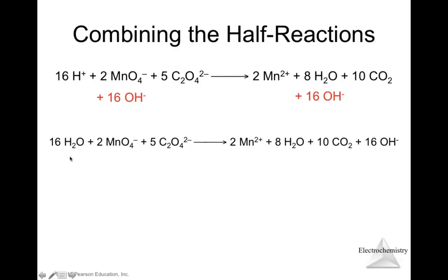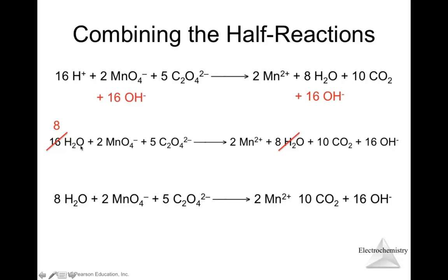So now we're going to have something like this. We're going to have 16 molecules of water because those 16 hydroxide react with these protons. And we're going to have also 16 hydroxide in the reactant. So remember that we need to add the same amount of hydroxide on each side, in the reactants and the products, due to the number of protons in the equation. Now we see that we have molecules of water here, and also molecules of water here. So we can cancel these 8 molecules of water with 8 from here. We're going to have 8 molecules of water left in the reactant, and our balanced equation in a basic solution will be something like this.